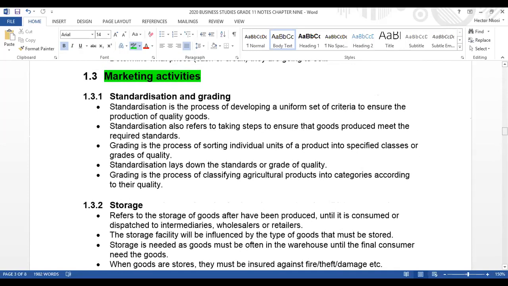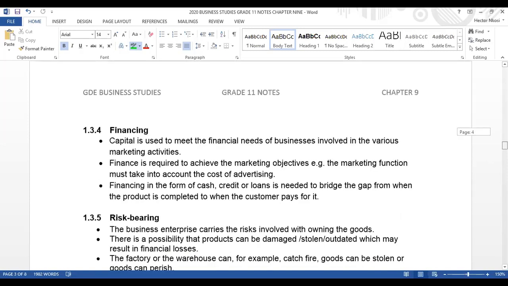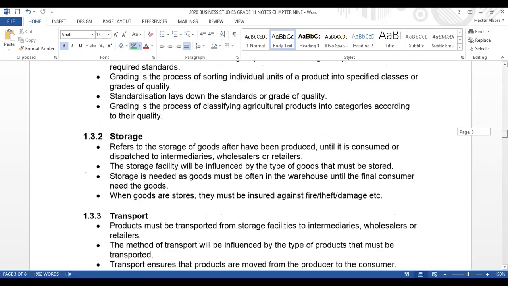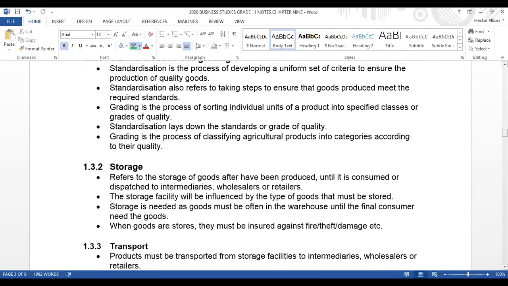On Monday we'll be revising our test. On Tuesday and Wednesday, we'll be looking at the product mix. Thursday and Friday, we'll be looking at your communication policy. Right, then we should be done with term 2 of your business studies curriculum or syllabus, right?